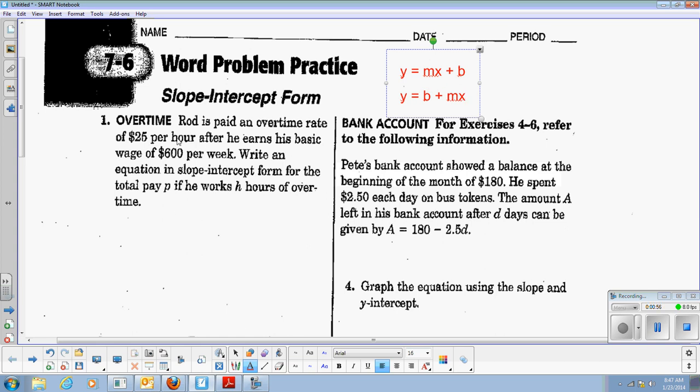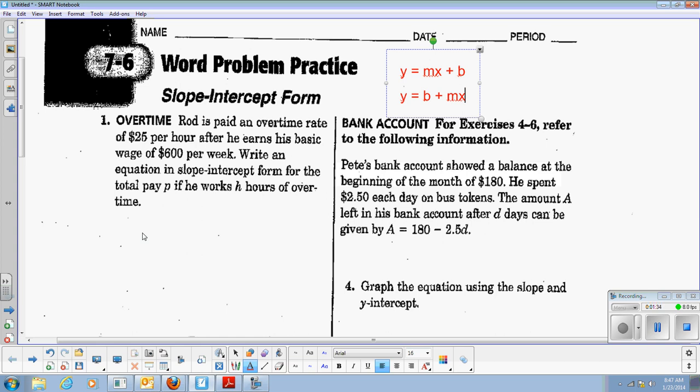Now, number one here, overtime. Rod is paid an overtime rate of $25 per hour after he earns his basic wage of $600 per week. Write an equation in slope-intercept form for the total pay P if he works H hours of overtime. As you look at slope-intercept problems, there are two things you have to decide. You have to decide which is the number that's never going to change. It's always constant, the same amount, no matter what they tell you in the word problem. The second thing is, what is the amount or number that could change and depends upon something.